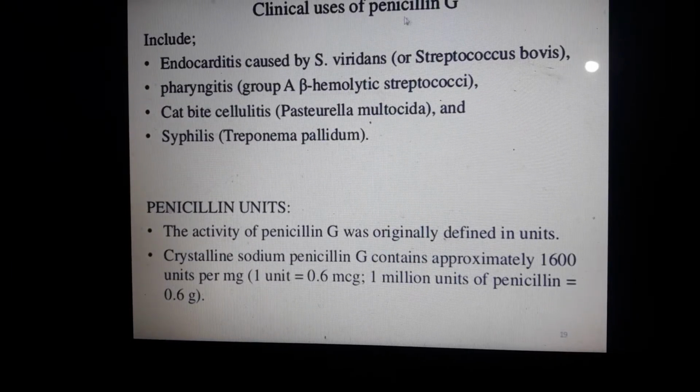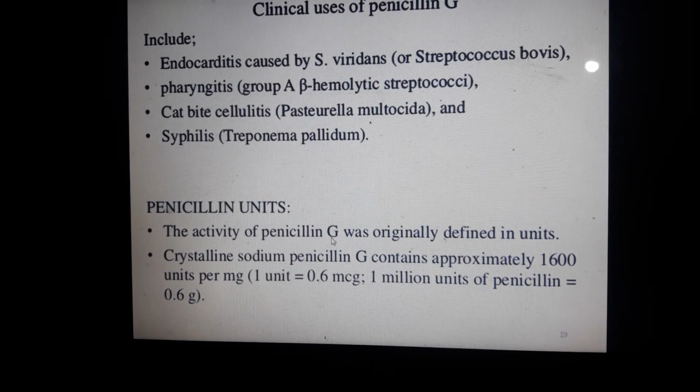So clinical uses of penicillin G: used for endocarditis caused by Streptococcus viridans or bovis, pharyngitis by group A beta hemolytic streptococci, or cat bite cellulitis by Pasteurella multocida, and syphilis by Treponema pallidum, commonly caused by STD or sexually transmitted. This belongs to STD, or sexually transmitted diseases, okay.